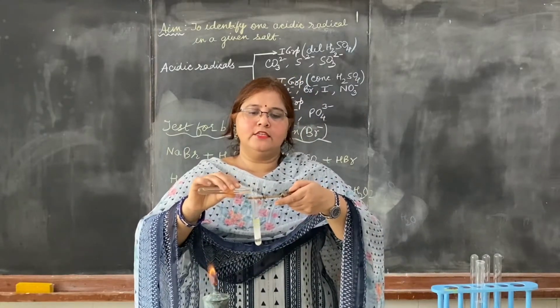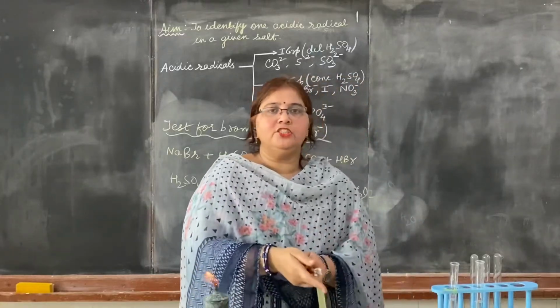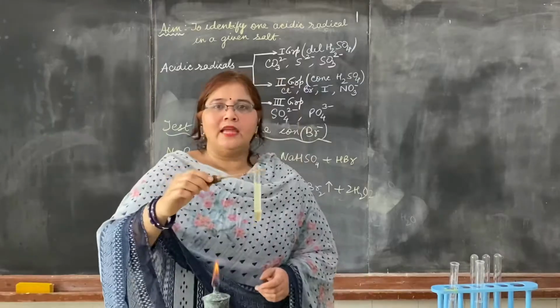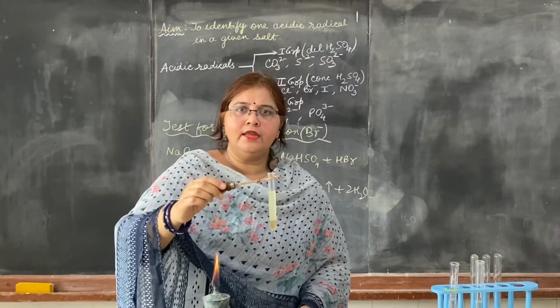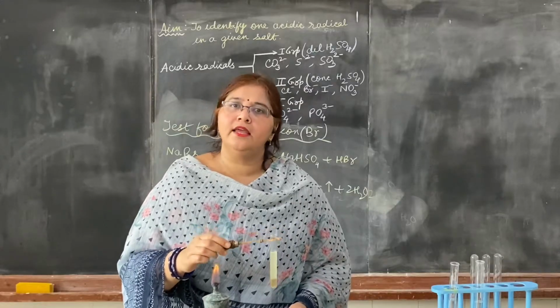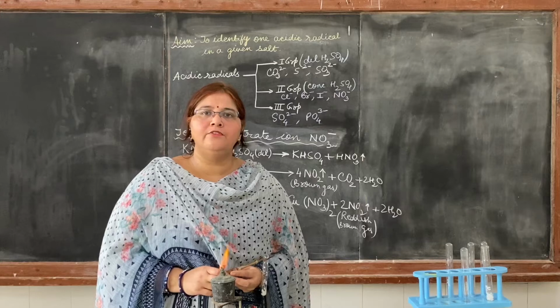When we add the excess of the chlorine water and shake the test tube by putting the thumb over it and turning it upside down, the organic layer turns yellow in color, which confirms the presence of the bromide ion. Now I will demonstrate in front of you the test for the nitrate ion.